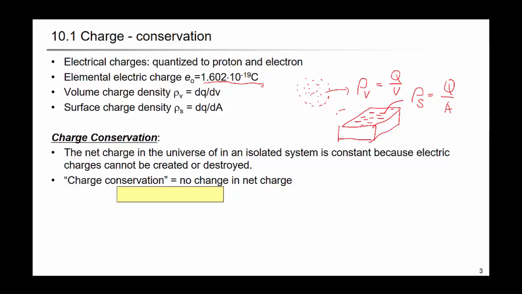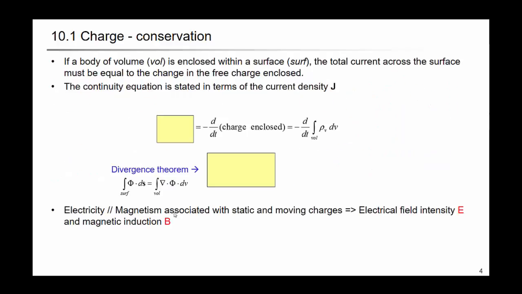And charge conservation. Net charge in the universe or in an isolated system is constant because electric charges cannot be created or destroyed. So the electron or the proton cannot be created or destroyed. So charge conservation can be applied. If a body or volume is enclosed within a surface, the total current across the surface must be equal to the change in the free charge enclosed. So I think this is the same as the conservation or the continuity equation.